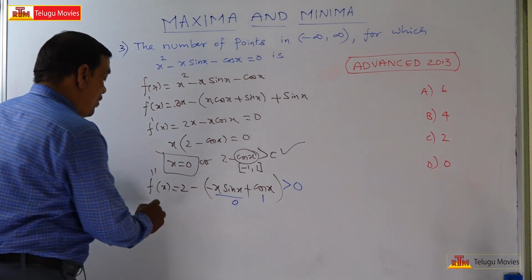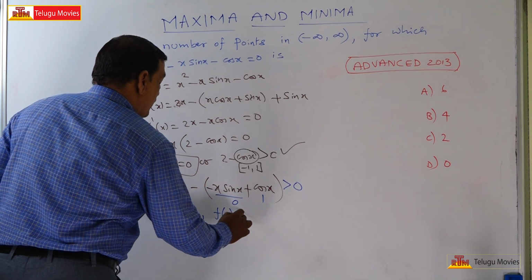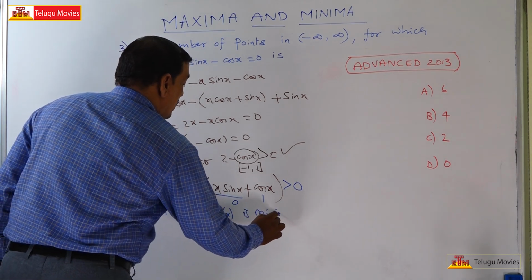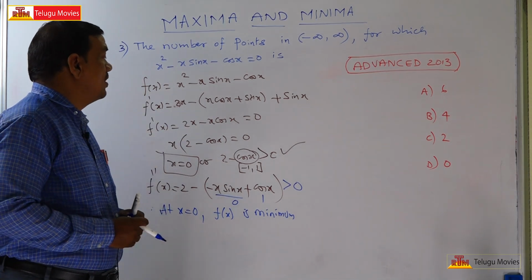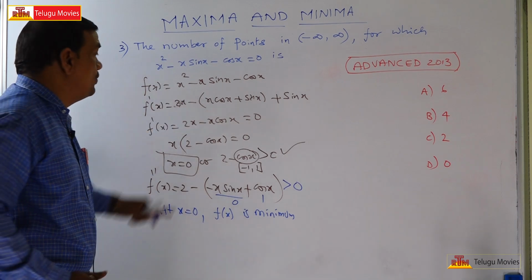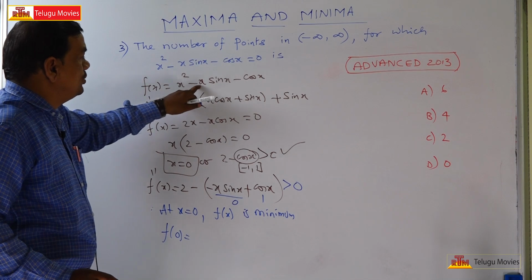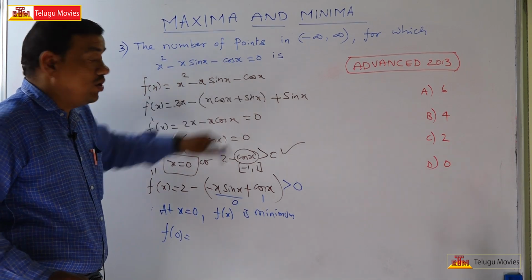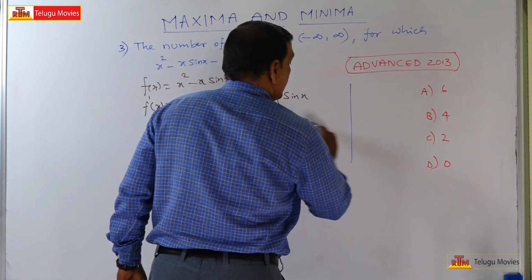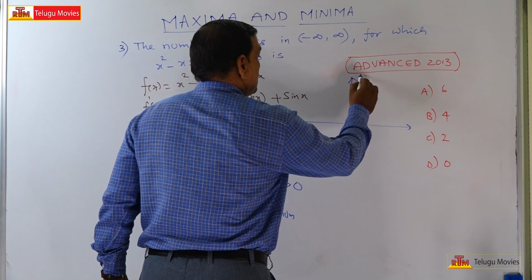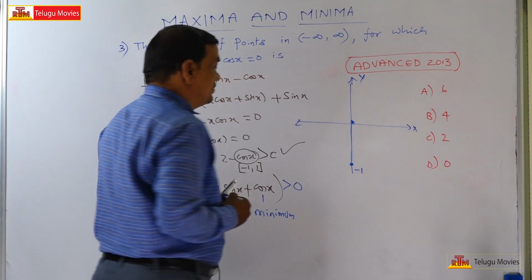Therefore, at x is equal to 0, the function f of x has a minimum value. At x is equal to 0, what is the value here? See here, f of 0 is 0 minus 0 times sin 0, which is 0, minus cos 0, which is minus 1. So, f of 0 is minus 1. If you take the graph here, this is the y axis and this is the x axis. At 0, the function is taking minus 1.